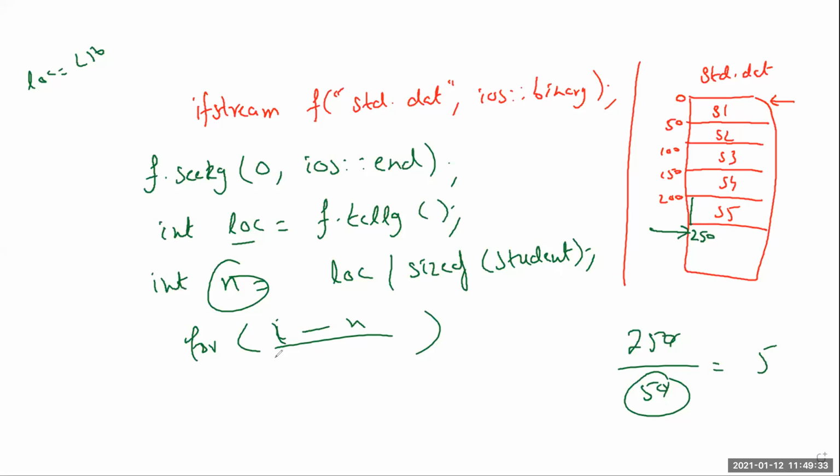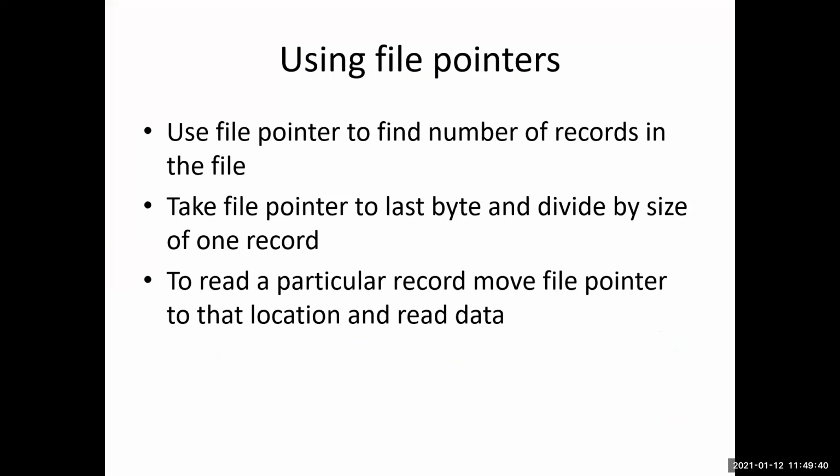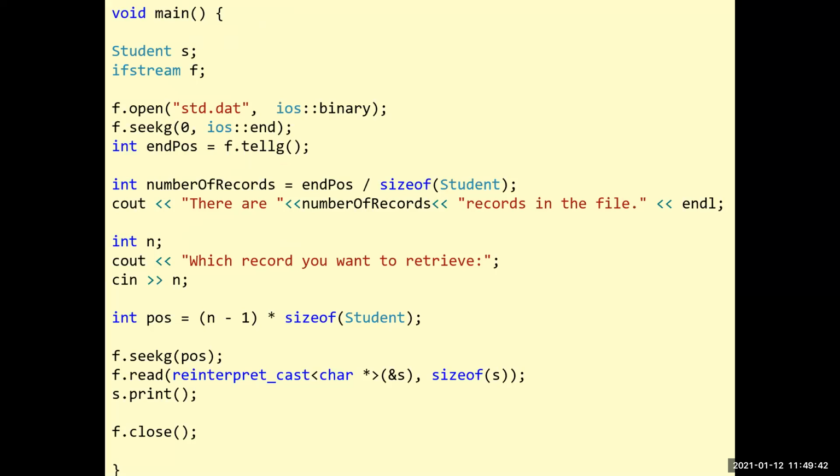Okay, so let me just show you this program, and then maybe we can discuss exactly the same thing on the slides. So maybe, yeah, here it is. So we have a student class object. We want to know how many records are there, and then we want to read a particular record. Okay, so I have student s. I take an object of ifstream. I open this file in binary mode. This will take my file pointer to the end of the file, and tell will give me that location. So that location is in my variable end position.